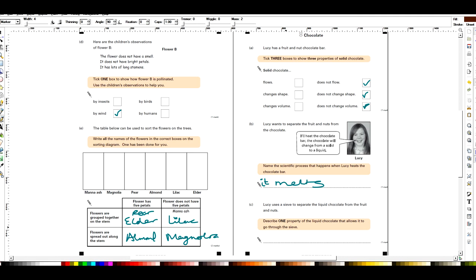Okay, next. Lucy uses a sieve to separate the liquid chocolate from the fruit and nut. Describe one property of the liquid chocolate that allows it to go through the sieve. Give me a property of it. So the melted chocolate behaves like a liquid, and liquids can easily pass through gaps. Liquids can flow. Okay, that's the end of that test paper.